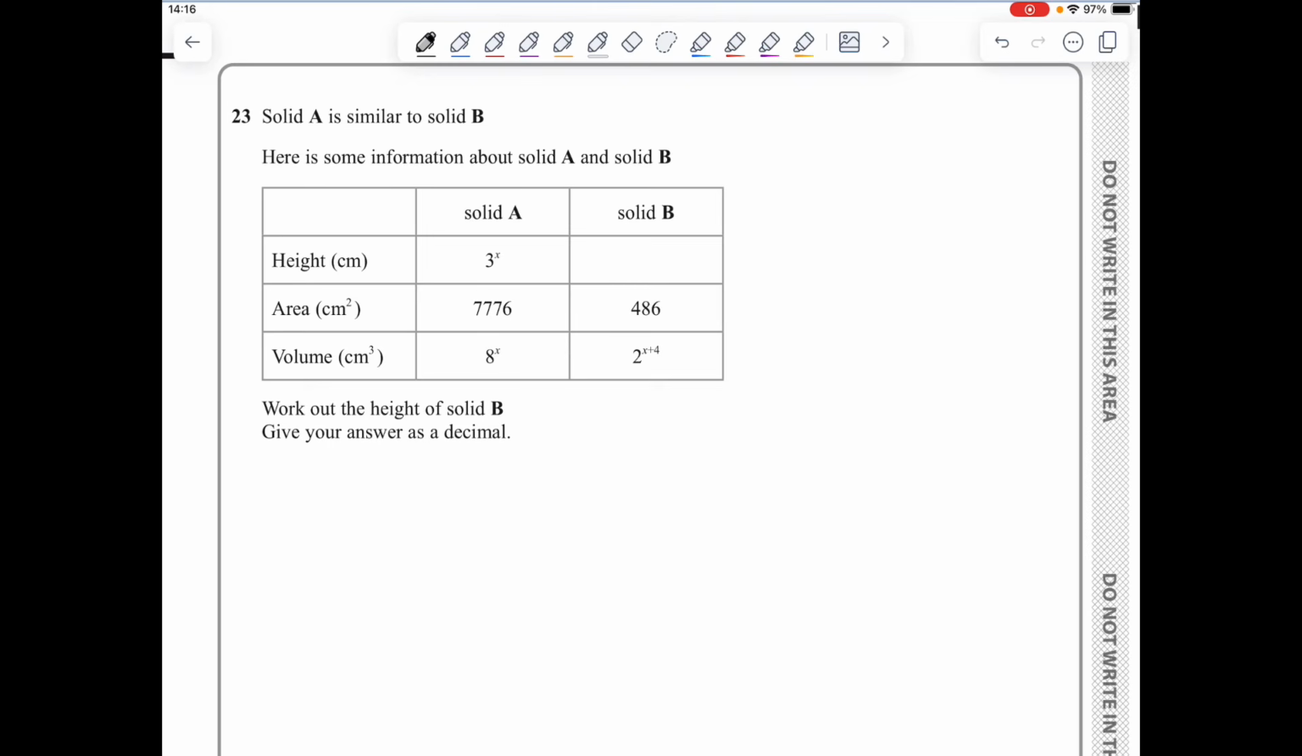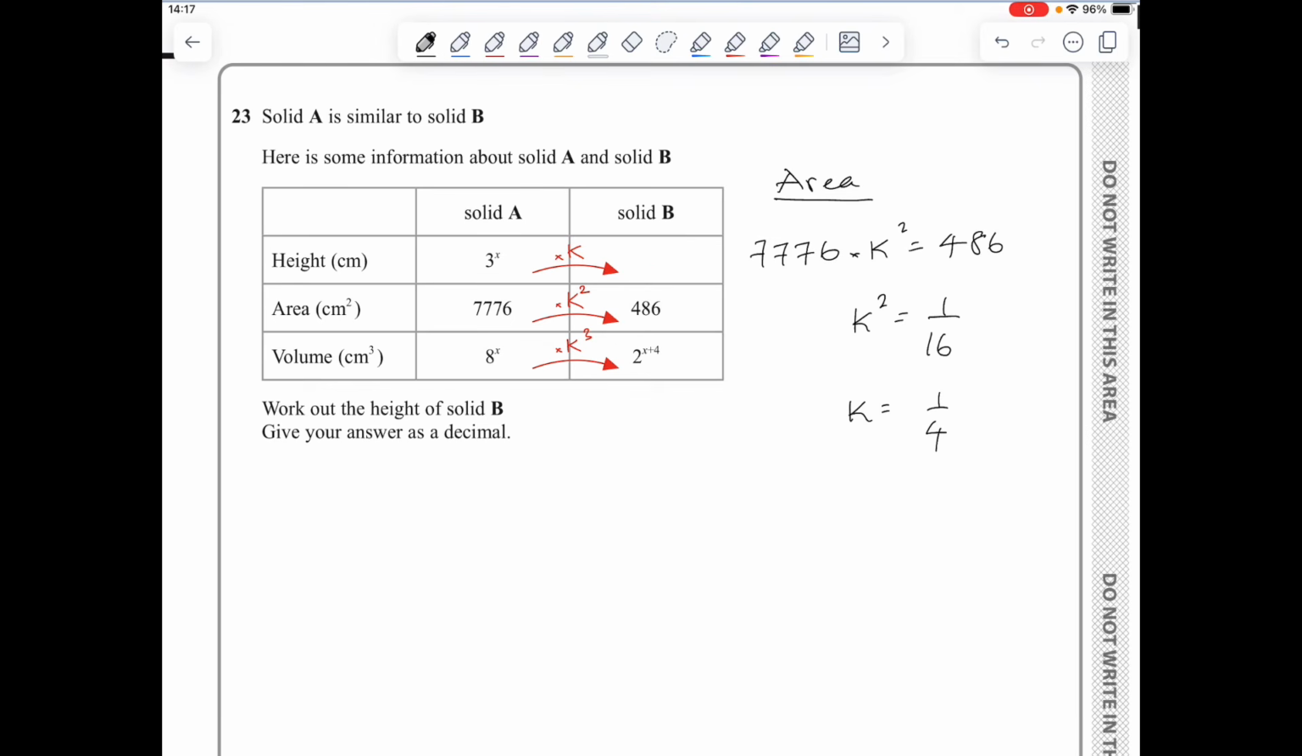For question 23, let k be the scale factor for the height, k squared is the scale factor for the area, and k to the power of 3 is the scale factor for the volume. Now let's use the two areas to find k. 7,776 times k squared will give me 486. Therefore, k squared is 1 over 16. K comes out to be 1 over 4.